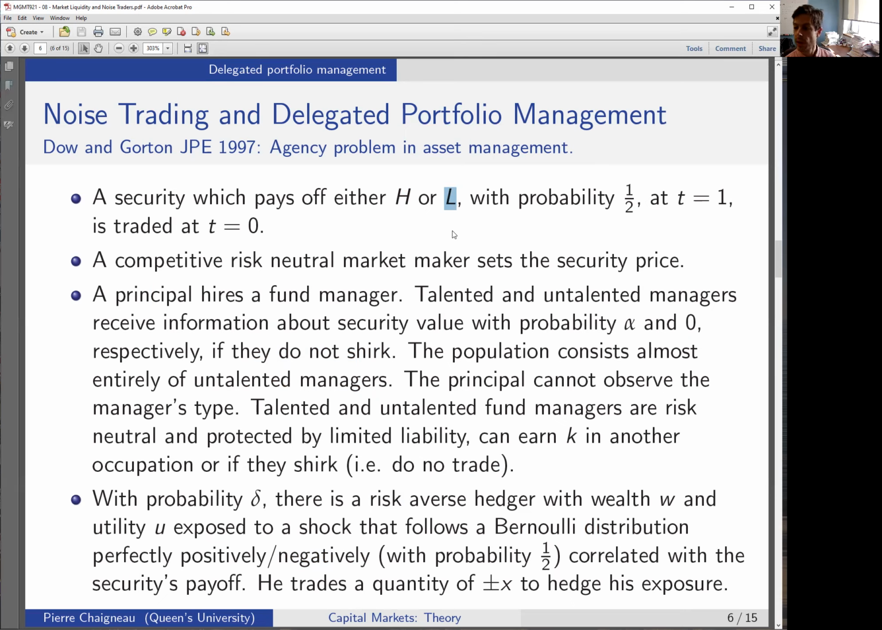Okay, so there's these two types of hedgers, some with positive exposure to the security payoff, some with negative exposure to the security payoff. So for them, they are going to be involved in financial markets for hedging purposes. And they are going to trade a quantity of plus or minus X, depending on their exposure, to hedge their exposure. So for now, we just take the quantity X as given. We will determine what X is at the very end.